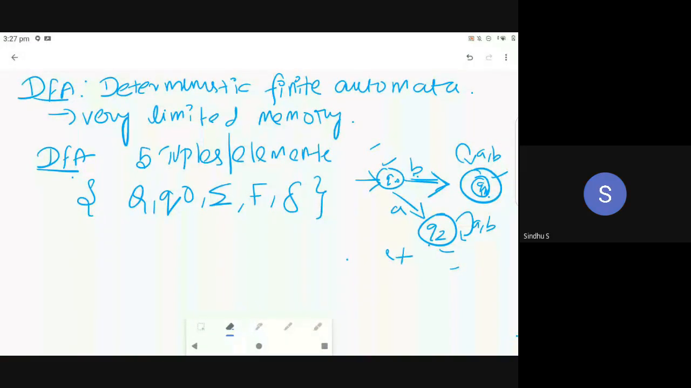So the last one is delta. It looks like sigma, the symbol. So this tuple is the transition function. So the transition function.